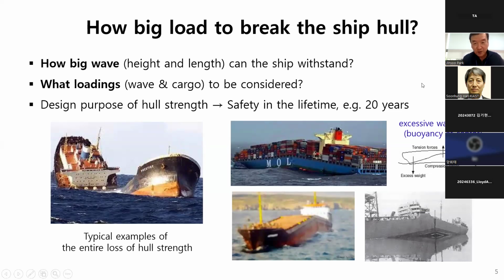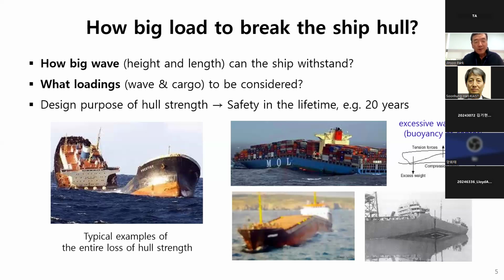The main target of this lecture is large commercial ships. In the case of commercial ships, our main concern in the initial design stage is how big a load, or what kind of loading, can break the ship hull in real voyage, in actual voyage. In other words, what kind of wave and cargo loadings should be considered in the initial design stage.